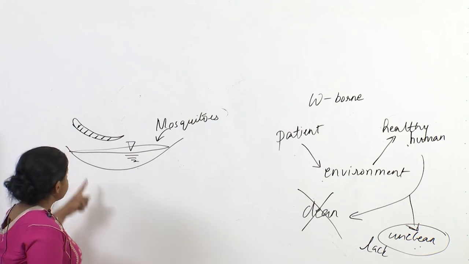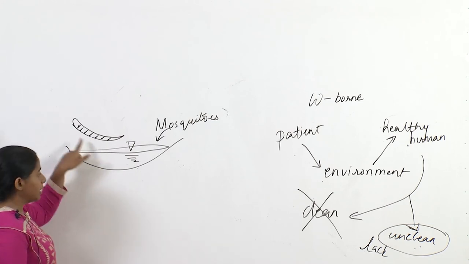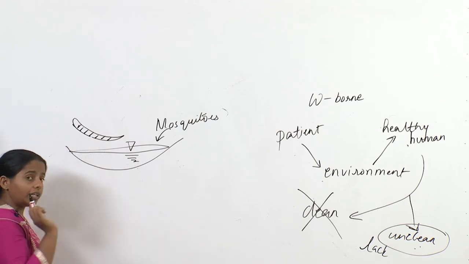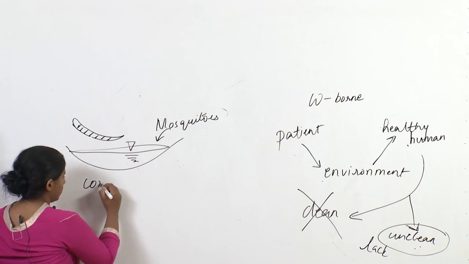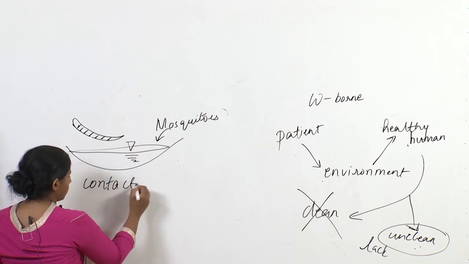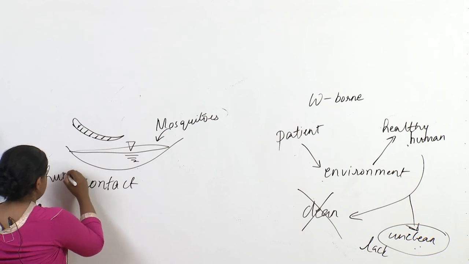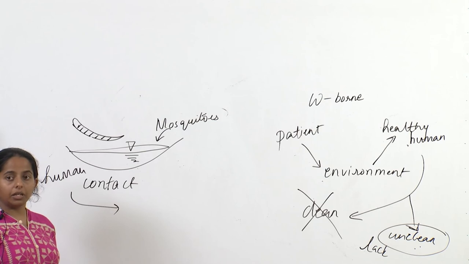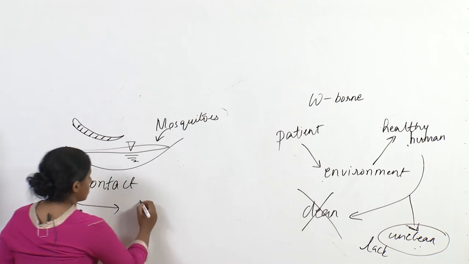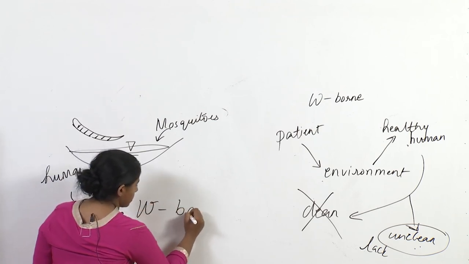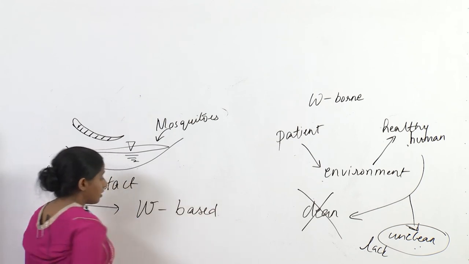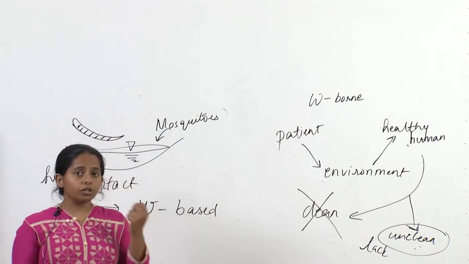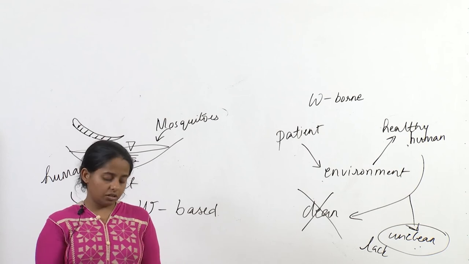So in this case, when a human being comes and touches this water, comes in contact, contact is a very important term here. When a human comes in contact with contaminated water, then this disease can infect them. Such kind of infections are called water-based diseases. This is really cool because some worms you don't need to ingest, you just touch it and it infiltrates through your skin.